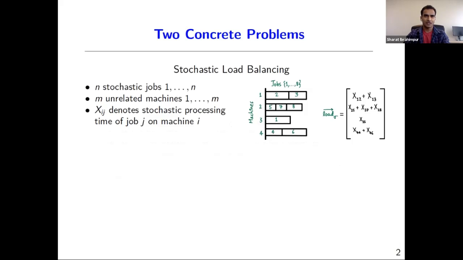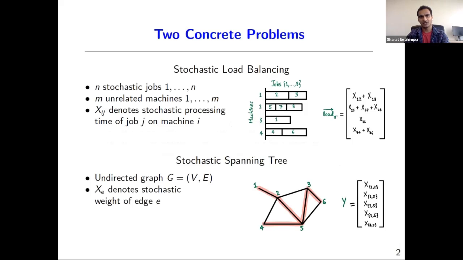In stochastic load balancing, we have a set of n stochastic jobs that are to be processed on exactly one of m unrelated parallel machines. The processing time of a job j on machine i is a random variable that is denoted by X_ij. An assignment of jobs to machines induces a random load vector on the machines. The load on a machine is simply the sum of job random variables that are assigned to it.